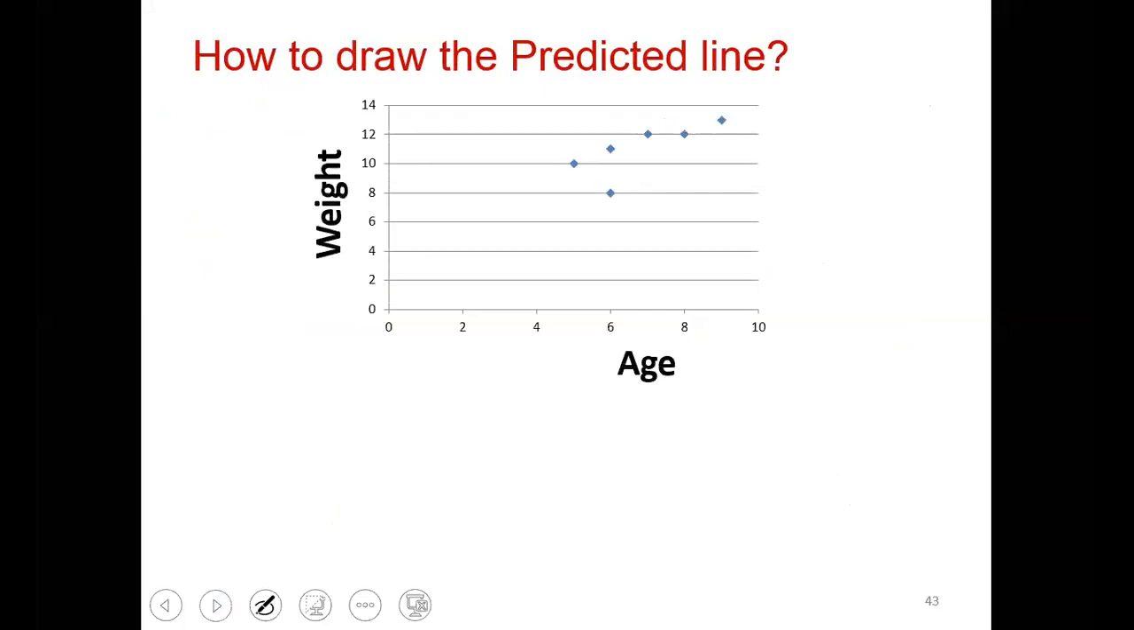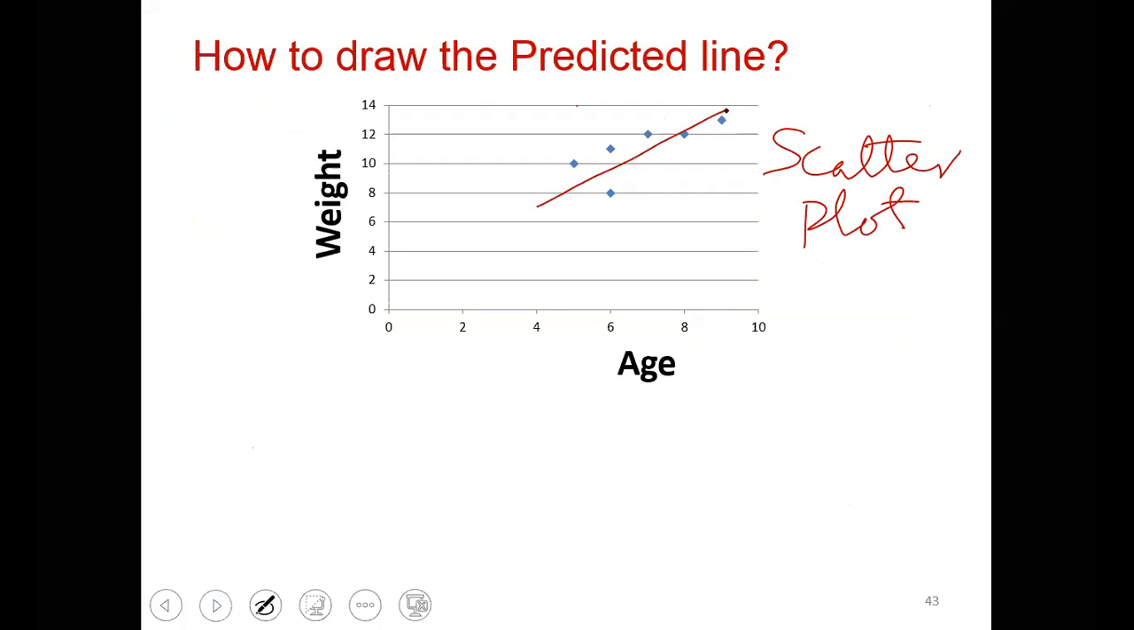Right? So this is our example. 6 points are there. This is called a scatter diagram, or scatter plot. Now we want to draw the line, the predicted line.